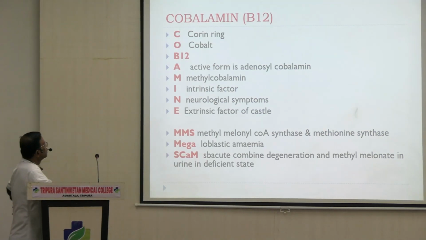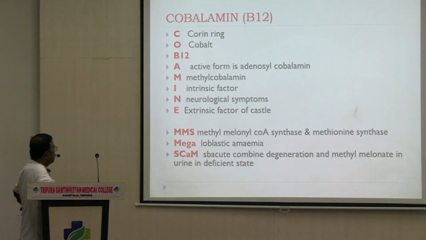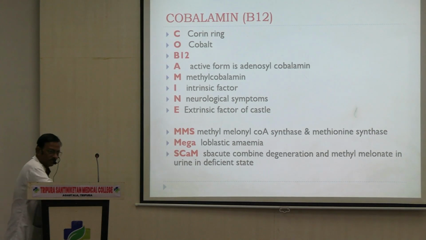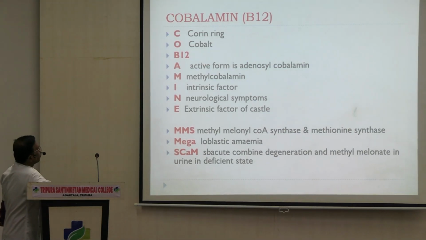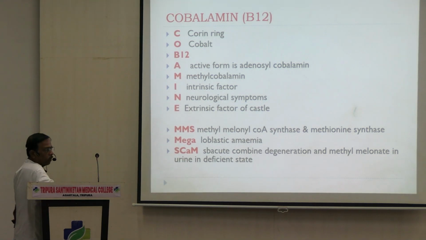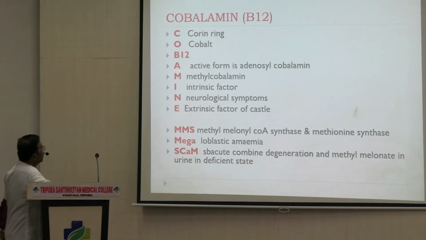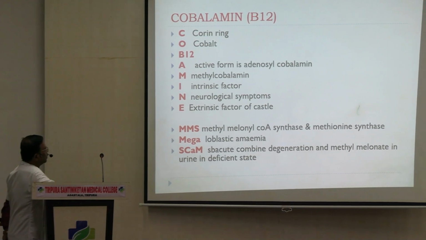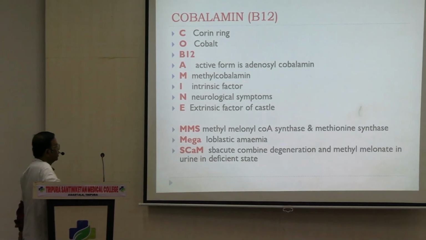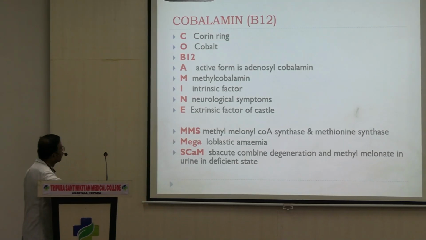Cobalamin, we can remember its biochemistry in this way: C-O-B-A-M-I-N-E. Cobalamin, MMS, Mega, SCAM. Just to remember mnemonics. It has a corrin ring, it has cobalt in its corrin ring. The active forms are adenosyl cobalamin and methyl cobalamin. Intrinsic factor is required for its absorption.